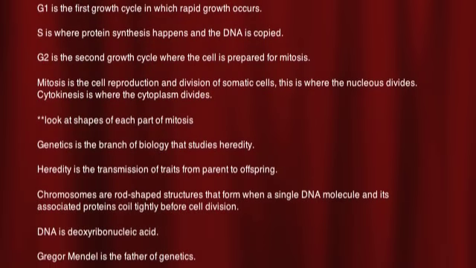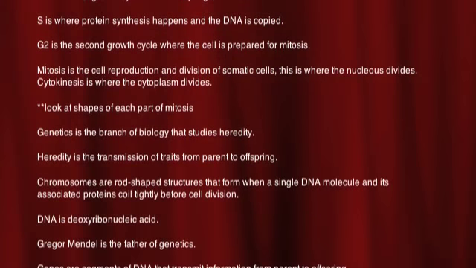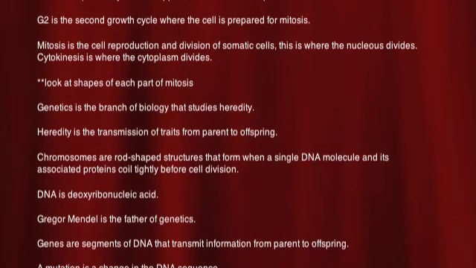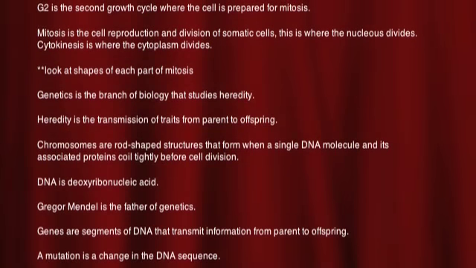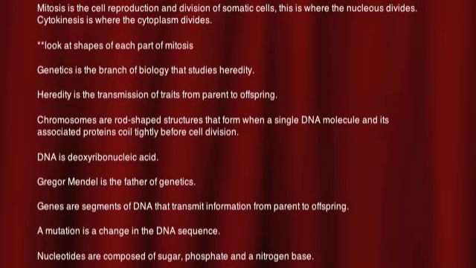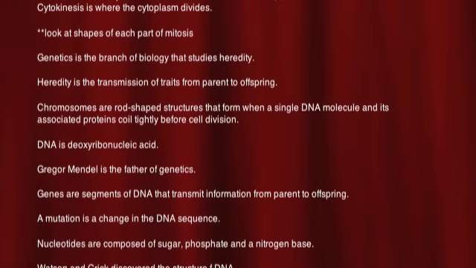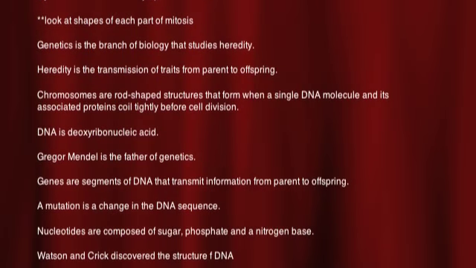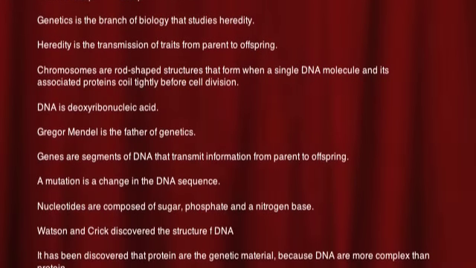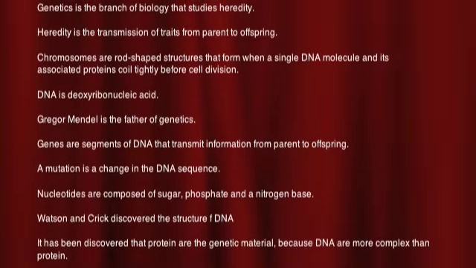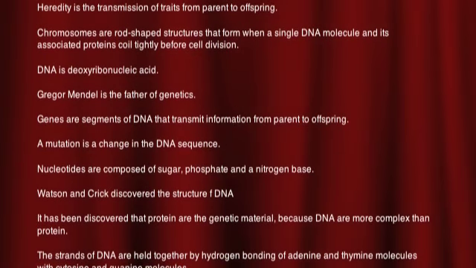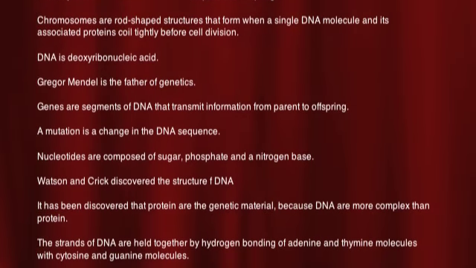Chromosomes are rod-shaped structures that form when a single DNA molecule and its associated proteins coil tightly before cell division. DNA is deoxyribonucleic acid. Gregor Mendel is the father of genetics. Genes are segments of DNA that transmit information from parent to offspring. A mutation is a change in the DNA sequence. Nucleotides are composed of sugar, phosphate and a nitrogen base. Watson and Crick discovered the structure of DNA.